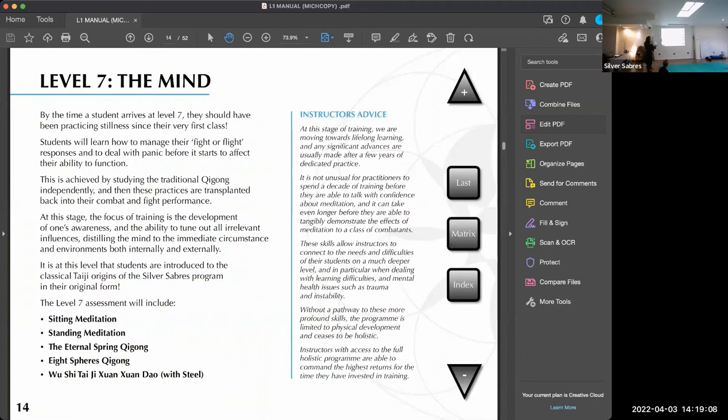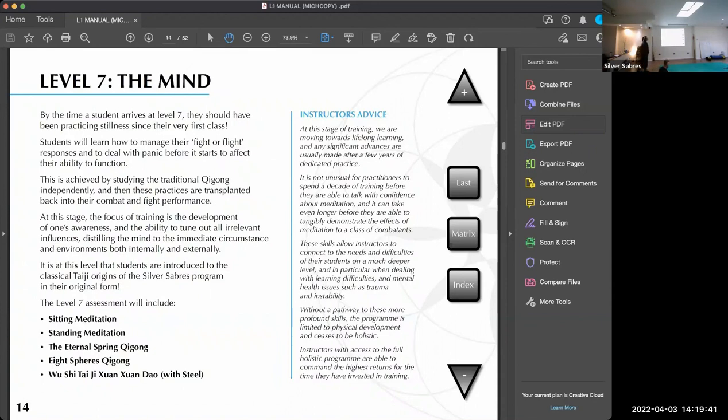Right, by the time a student arrives at level 7, they should have been practicing stillness since their very first class. Students will learn how to manage their fight or flight responses and to deal with panic before it starts to affect their ability to function. So again, we're actually talking about things that we were assessing in level 3. Right, in level 3 in tournament, we were talking about the same thing, but here it's been extracted from combat and it's become a thing unto itself.